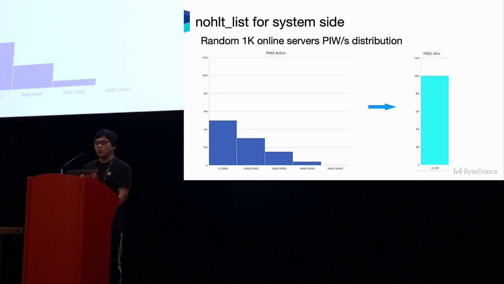I selected a random 1,000 online servers, collected the posted interrupt wakeup events every second, and drew the distribution graph. On the left side is without the no-halt list feature. There are about 500 servers with about 20,000 PIW per second. About 300 servers have 40,000 PIW per second. The other servers have more. On the right side, with the no-halt list feature, almost all of the servers have only a few PIW, almost zero.